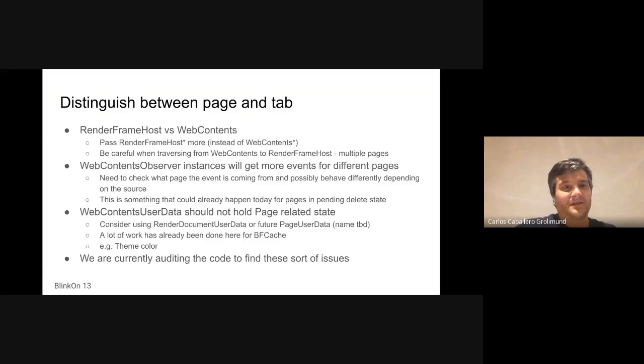So, distinguishing between a page and a tab. One of the easier things is that we'll need to pass render frame host references along more often, to make sure that whenever we have an event, we can associate it with the right page, right? And the other thing is, you can no longer use the web contents, or you should not be using the web contents to access the page, because there's no one single page anymore. Or at least if you do it, you have to be careful, and you need to know what you're doing.